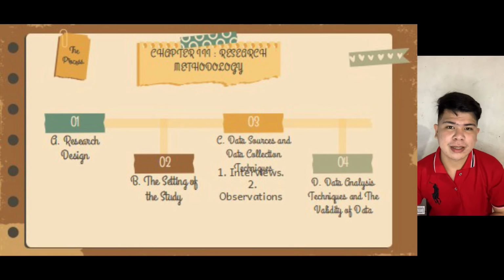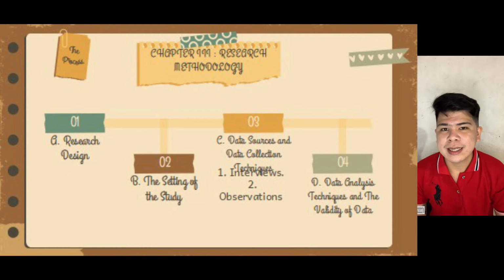Next, Chapter 3, Research Methodology. A. Research design. B. The setting of the study. C. Data sources and data collection techniques: 1. Interview, 2. Observation. D. Data analysis techniques and the validity of data.